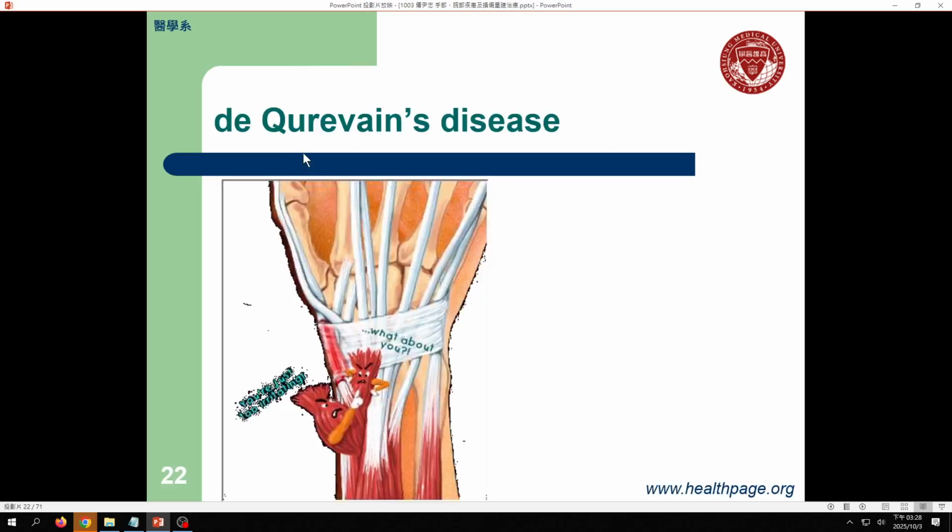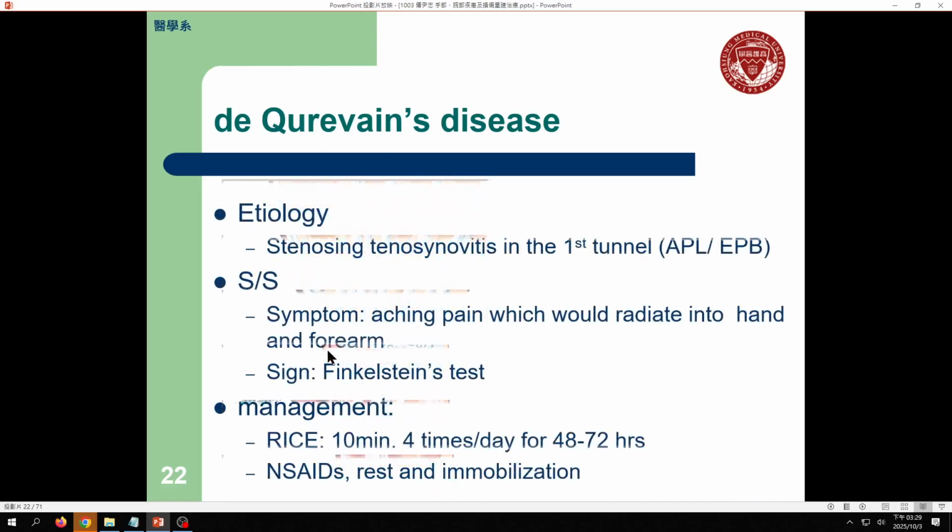This means De Quervain disease. In Chinese, that's mama sore. De Quervain disease involves the APL or EPB. That's quite important, and it may come up in examination. The same: rest, ice, the same. The principle is almost the same.